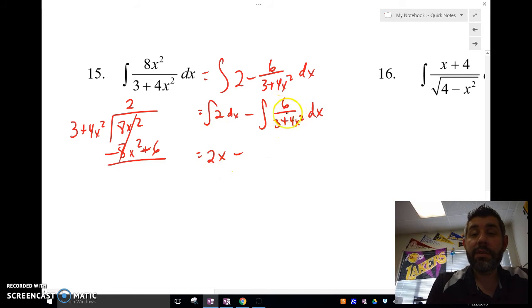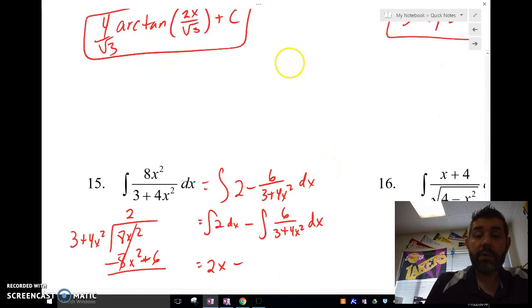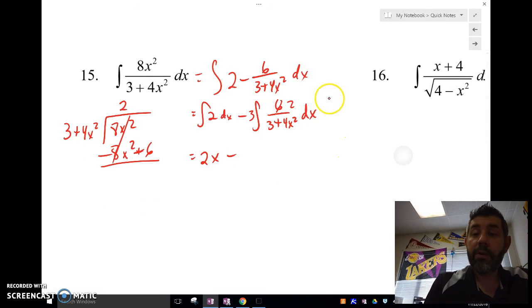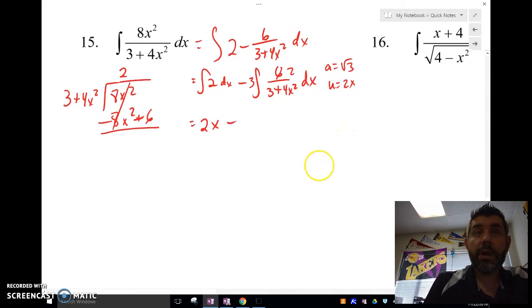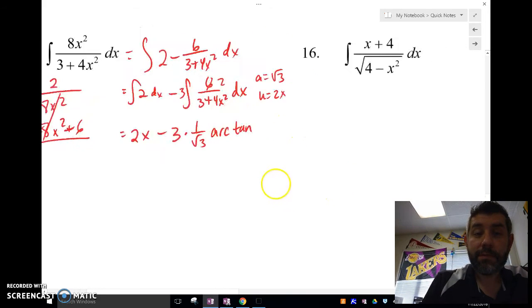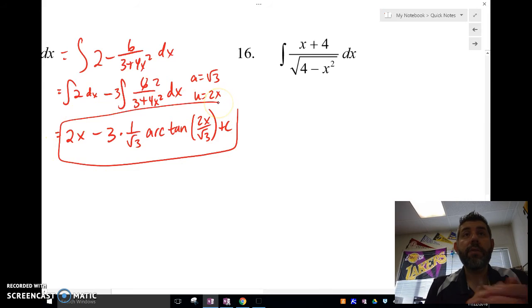We actually did something similar to this up here for number 13, right? So we're going to put the 2 here and a 3 here because we needed a 2. We already know here that a is root 3 and that u was 2x. So we're going to have 3 from here times 1 over a, don't want to forget that again, arctan of u over a plus c. All right, there's our answer for that one.